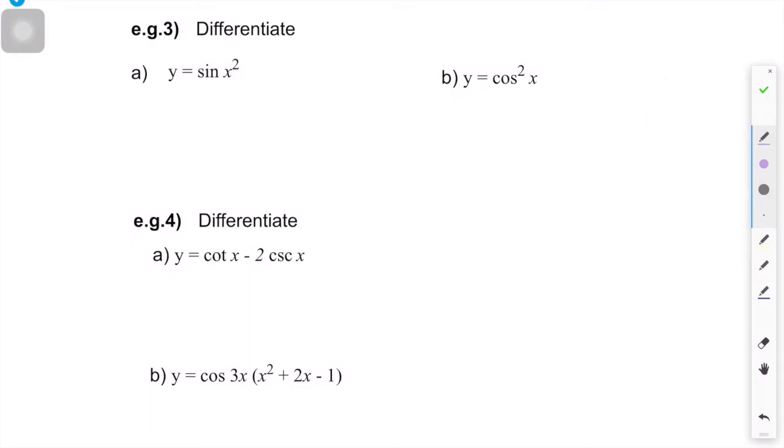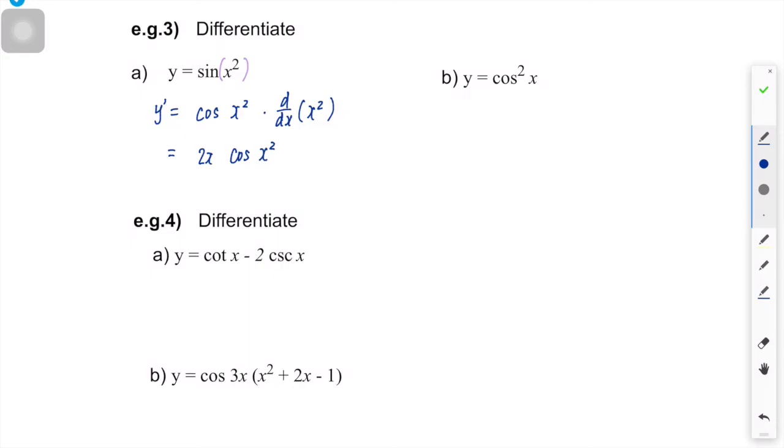Number 3a. You have y equals the sine of the angle x squared. So here x squared is what's being signed, so to speak. So now when I take the derivative of y, I'm going to look at the derivative of sine function, which is cos x squared, multiplied by the derivative of x squared. This gives me 2x multiplied by cosine x squared.